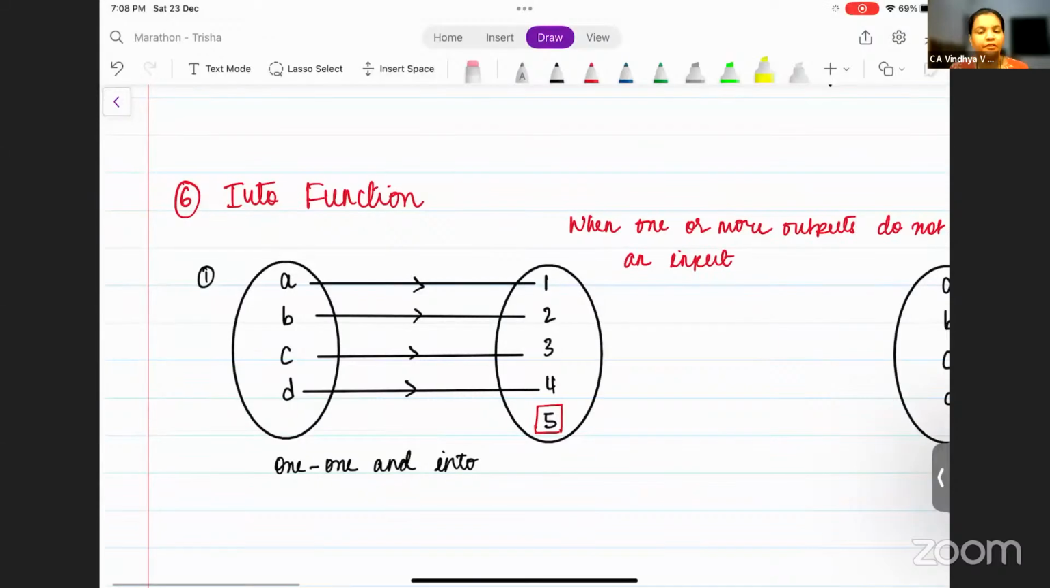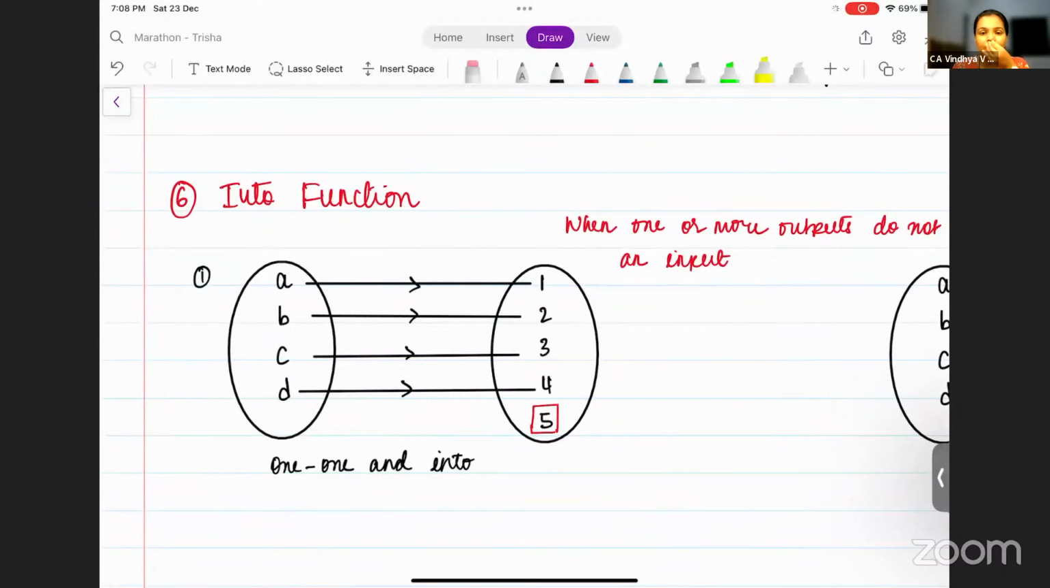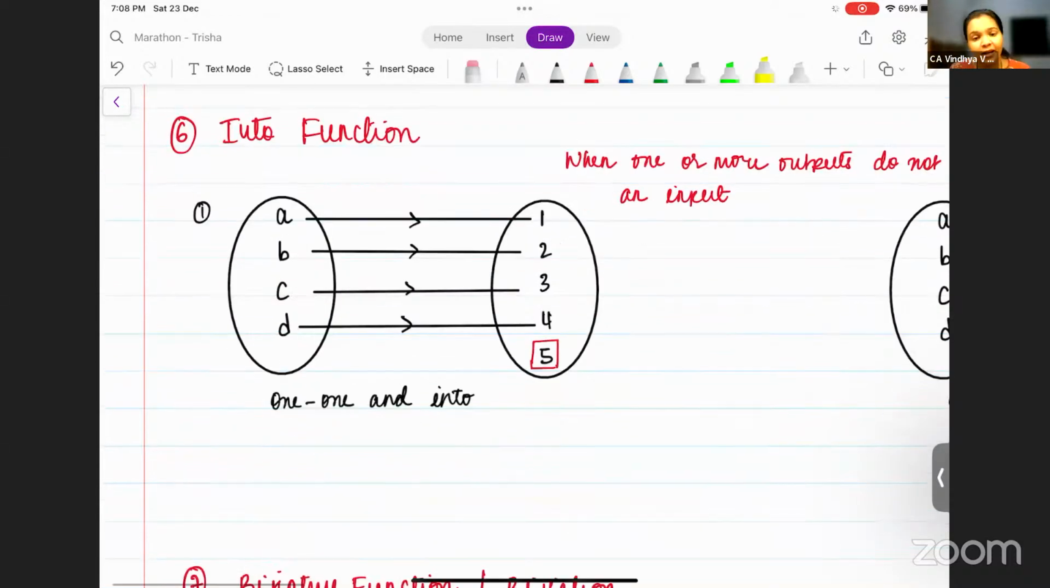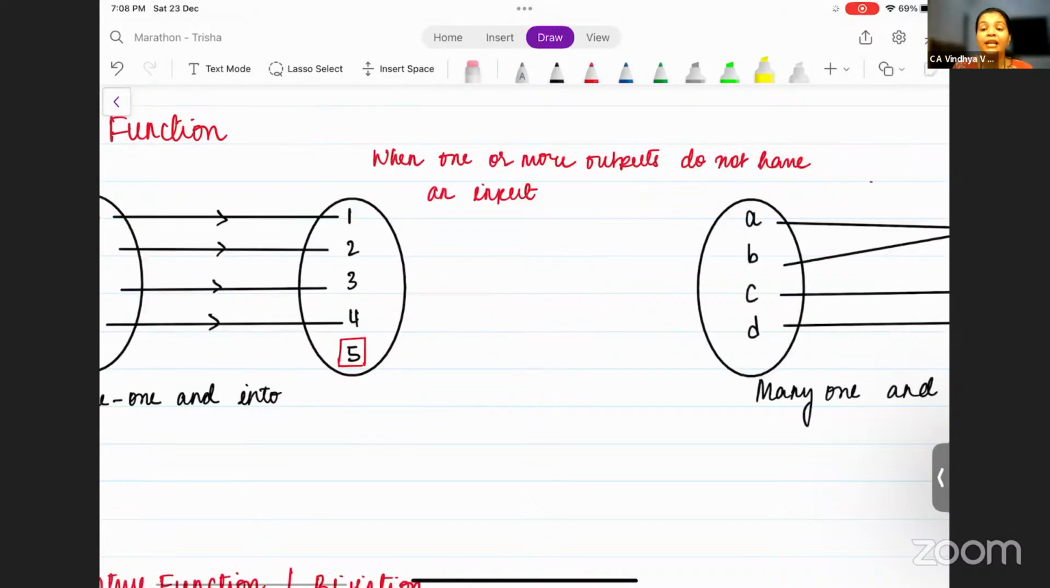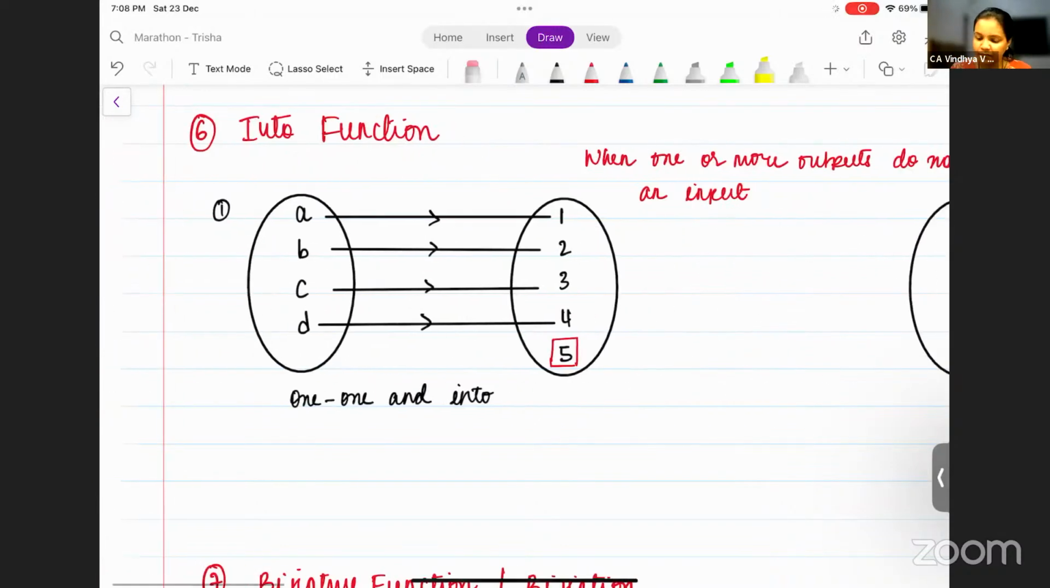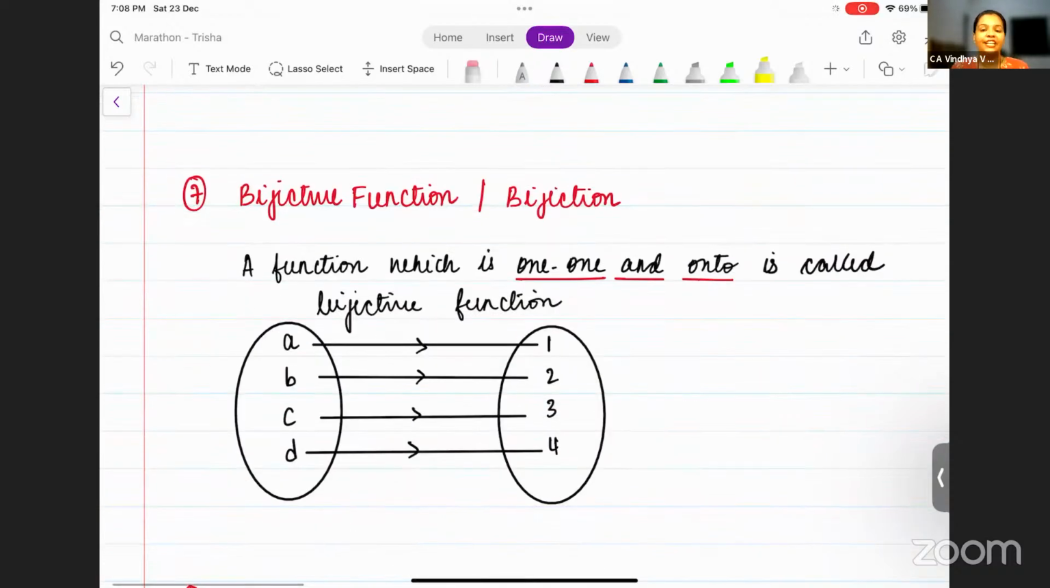Next, into function. Into is the opposite of onto. Onto means every output should have an input. Into means where one or more outputs do not have an input. Again, into function can also be 1-1 and into, many-one and into. Next, bijective function. Bijective function means a function which is 1-1 and onto together.